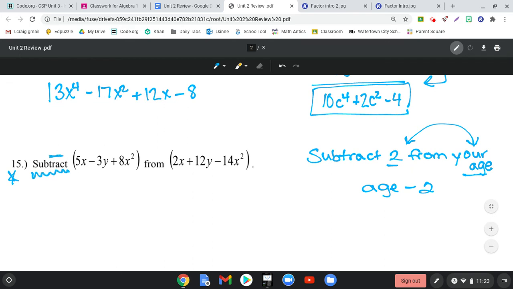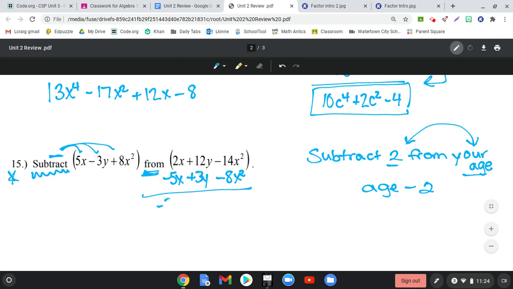So I'm subtracting this from this other one. So I'm subtracting 5x from 2x. I'm subtracting negative 3y from 12y, so it's a plus 3y. I'm subtracting 8x squared from negative 14x squared. Now just combine your like terms like you did with adding. But because it's standard form, you might have to do some rearranging after the fact.